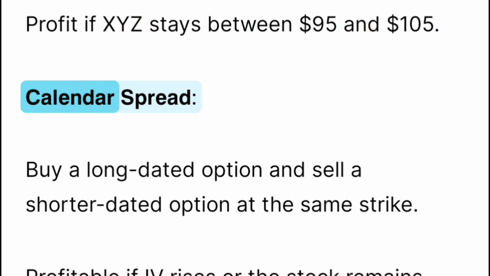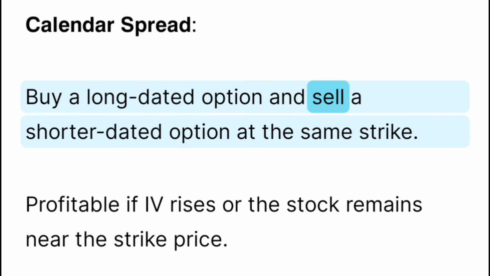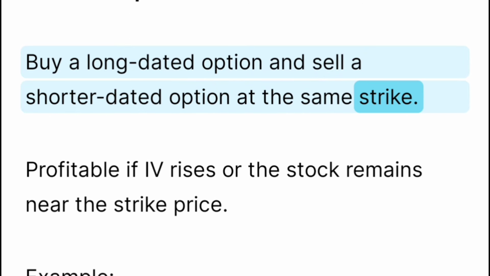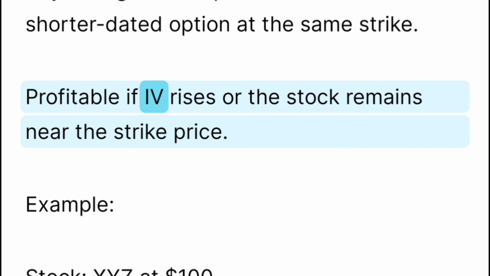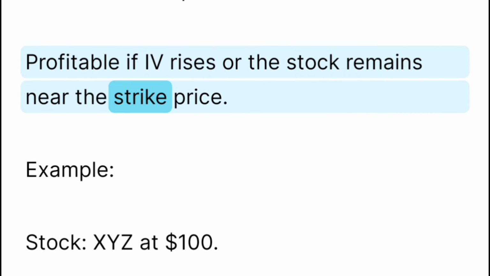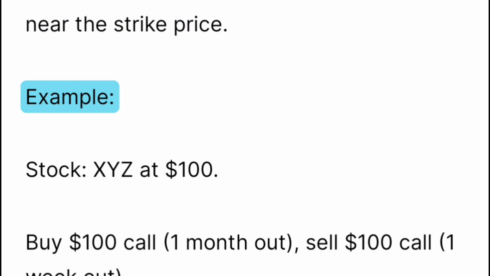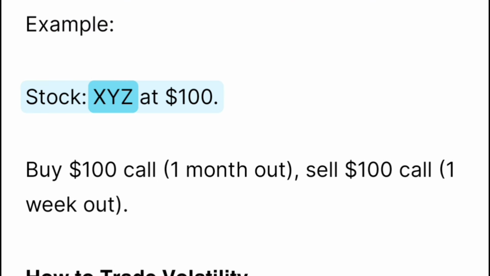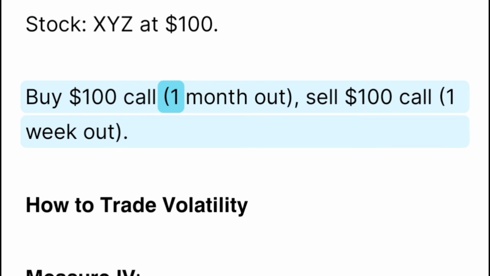Calendar spread: buy a long-dated option and sell a shorter-dated option at the same strike. Profitable if IV rises or the stock remains near the strike price. Example: stock XYZ at $100. Buy a $100 call, 1 month out. Sell a $100 call, 1 week out.